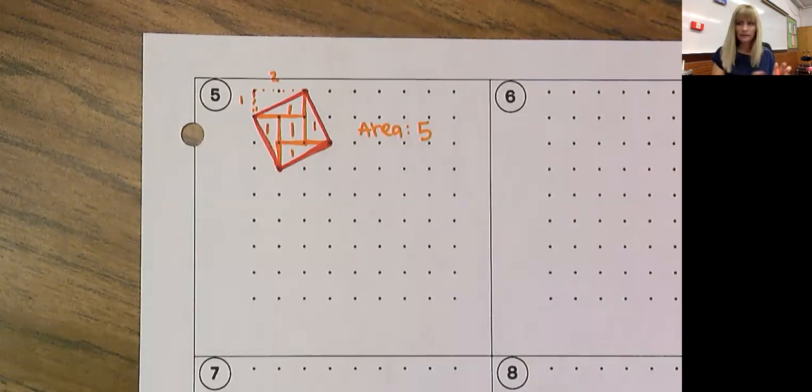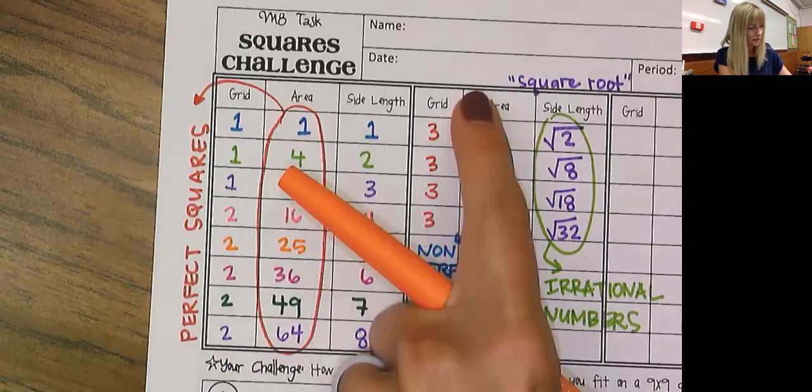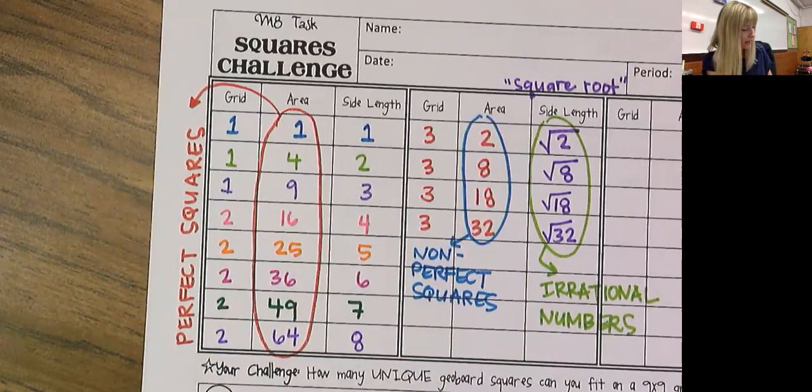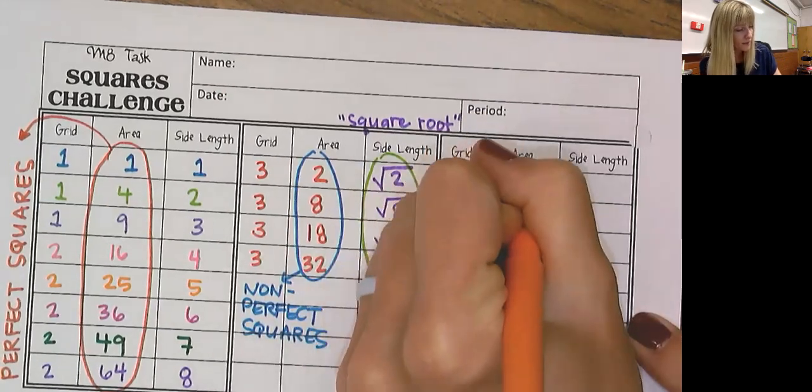Now let me ask you that. Is this unique? Have we found an area of 5 yet? Well, go back to your chart and look. Have we found an area of 5 yet? We certainly have not. We just found a unique square, another one. And I drew that on grid 5. The area of that square was 5.